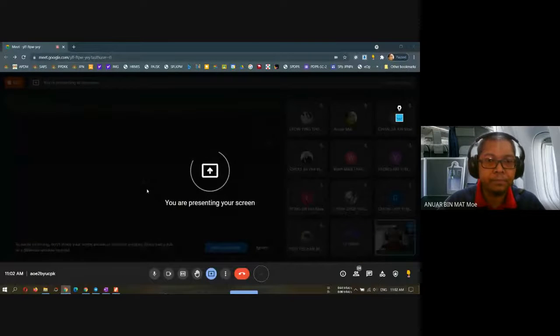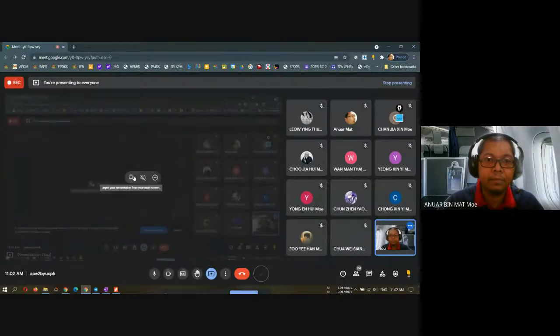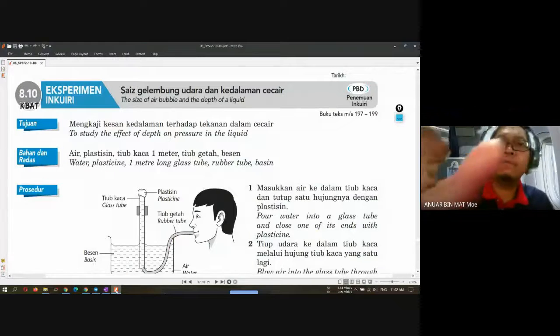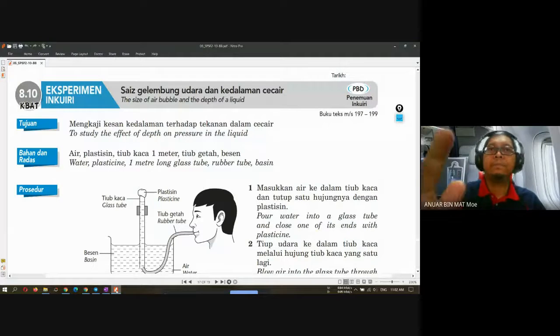All right, now open your workbook, page 113. I will share the screen first. Make sure you can see my screen sharing. Can you see my screen sharing? Please make it full screen.